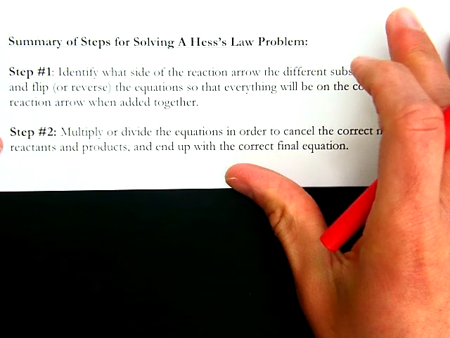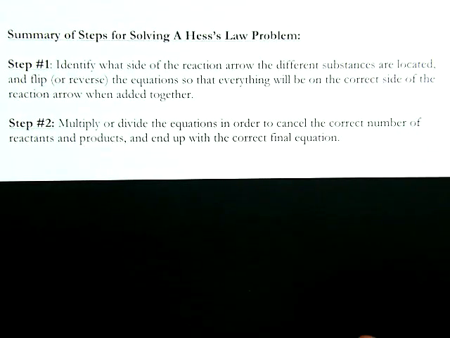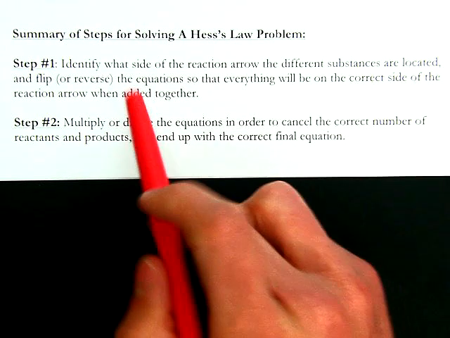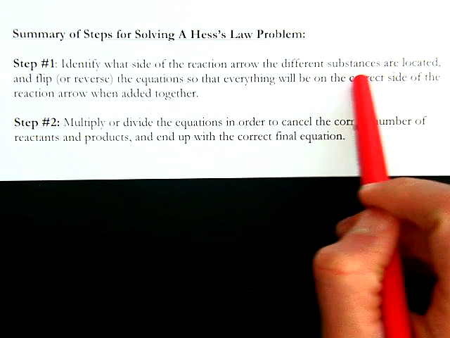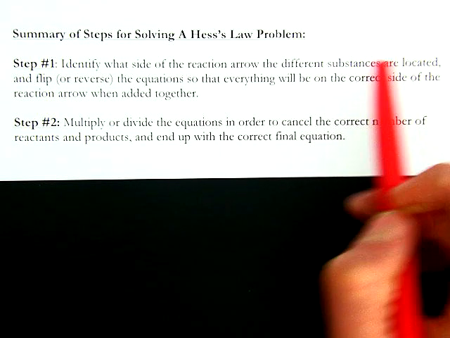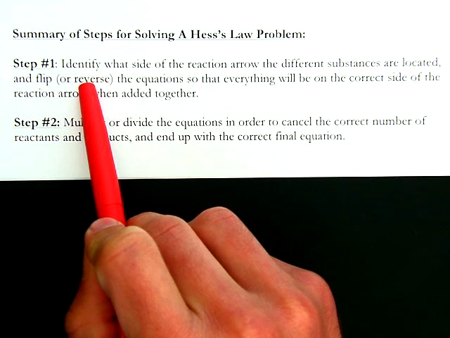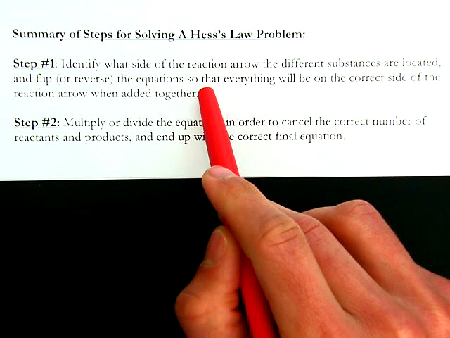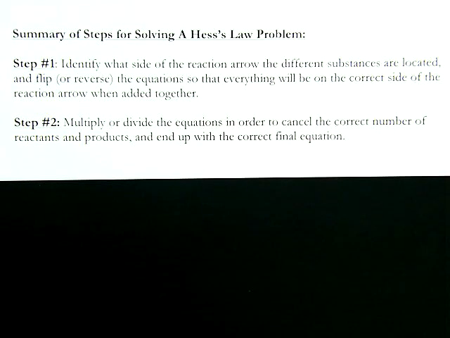Step 1, identify what side of the reaction arrow the different substances are located. Okay? So what's on the left, what's on the right, in terms of what we're trying to find and what we have. You then go around and you flip or reverse equations, okay, so that all of the reactants and products are on the correct side of the arrow, so that when you add them together, you'll end up with what you want.